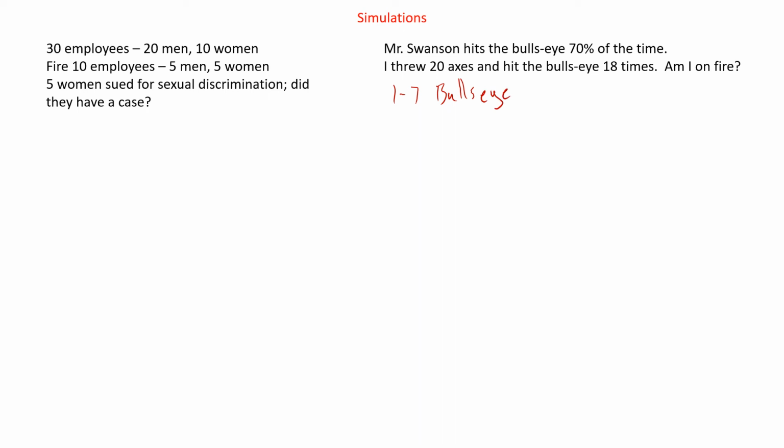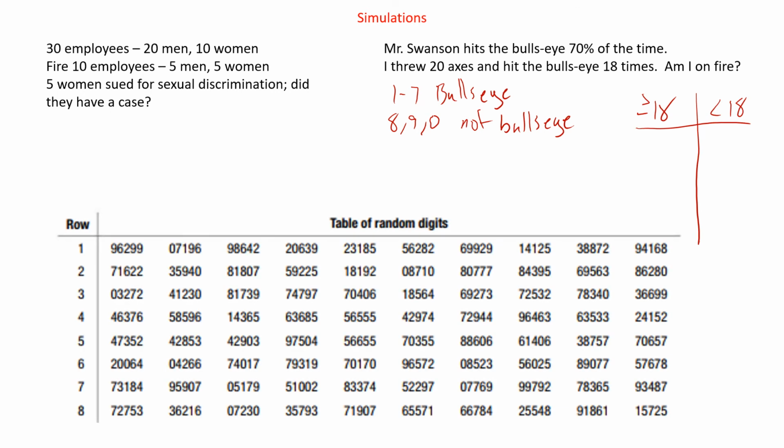So that would be 70% of the digits, which means an 8, 9, or 0 is not a bullseye. We're going to throw 20 axes and see how many bullseyes I get. And then we'll throw 20 more and see how many bullseyes I get. And so the question is, out of the 20, do I have greater than or equal to 18 or less than 18? So we'll pull up our random numbers and we'll just start at list 1 since we only have 8 rows here.